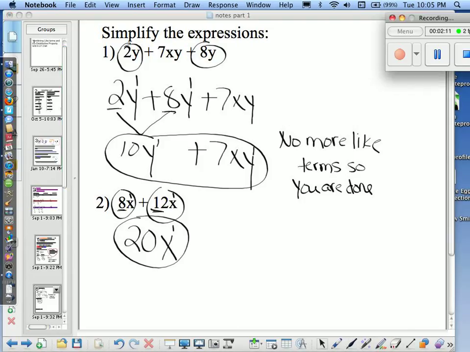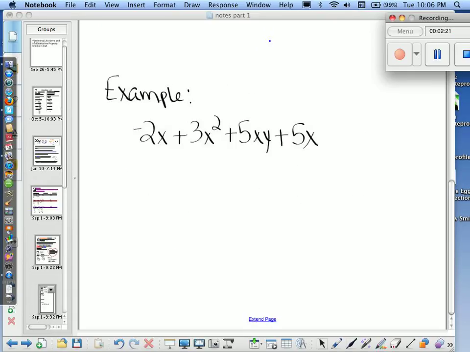So let's pause the video, and I'm going to give you an example problem now that I want you to write on the paper. Try it on your own, and then we can check it together. So here's an example, and you need to first identify your like terms. Okay, you can only add and subtract your like terms. So go ahead and try this one now, and then we'll go through it together.